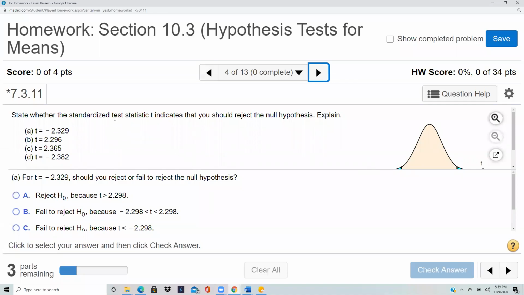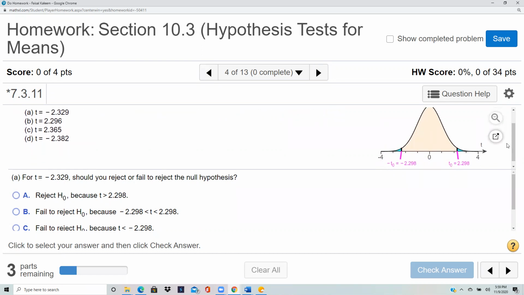State whether the standardized test statistic indicates that you should reject null. T equals negative 2.3. So here they haven't mentioned it, but what they mean is that these two values that are written over on the graph, they are the critical values. So negative 2.298 and 2.298.